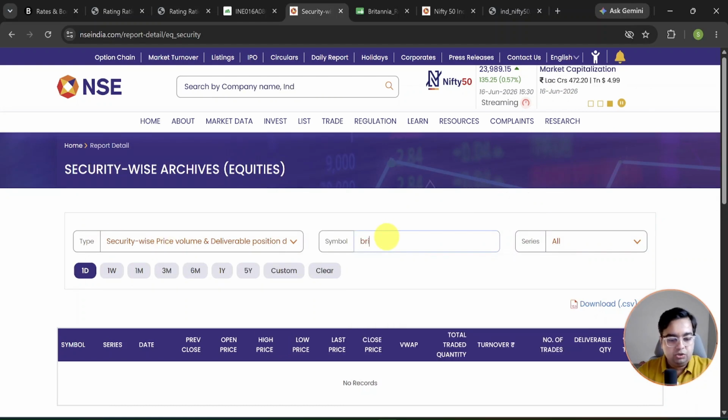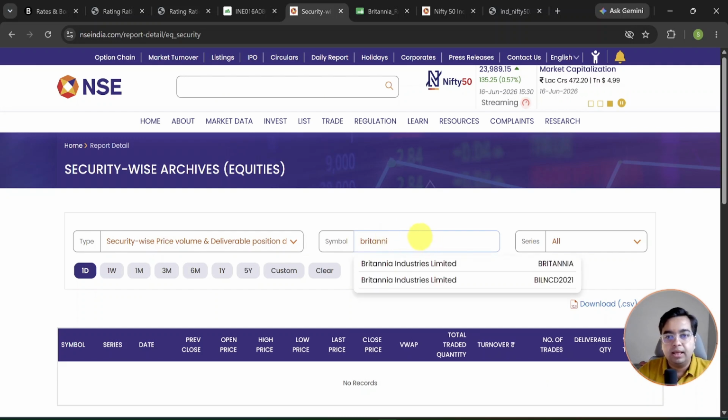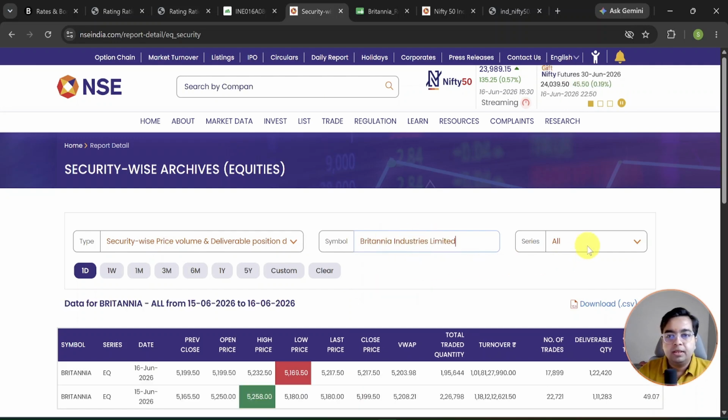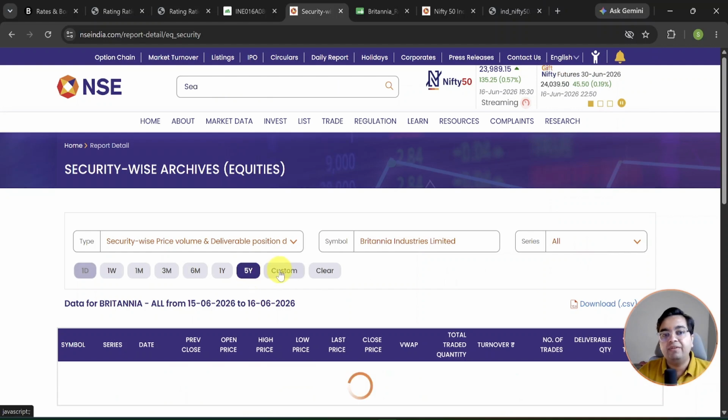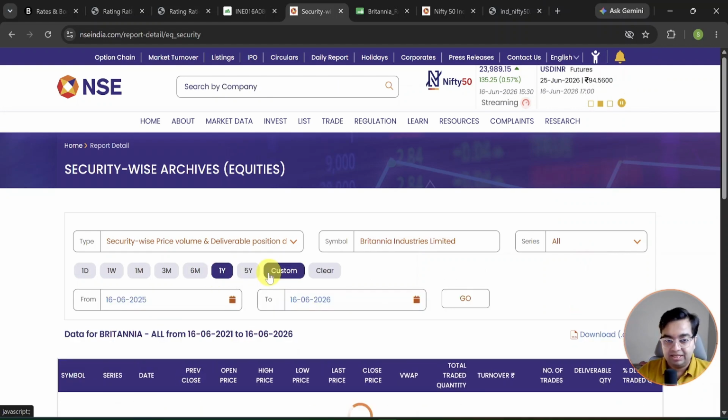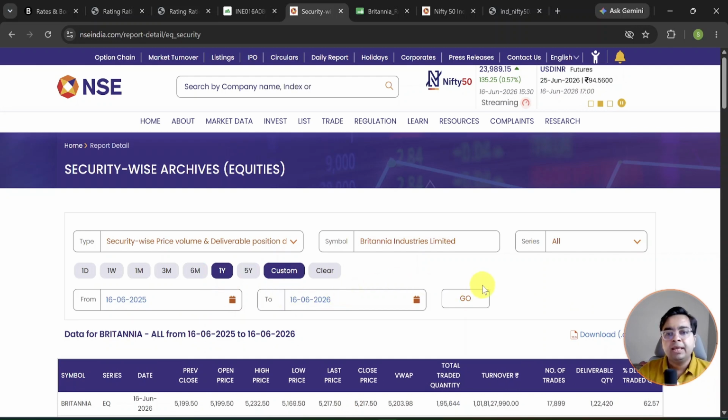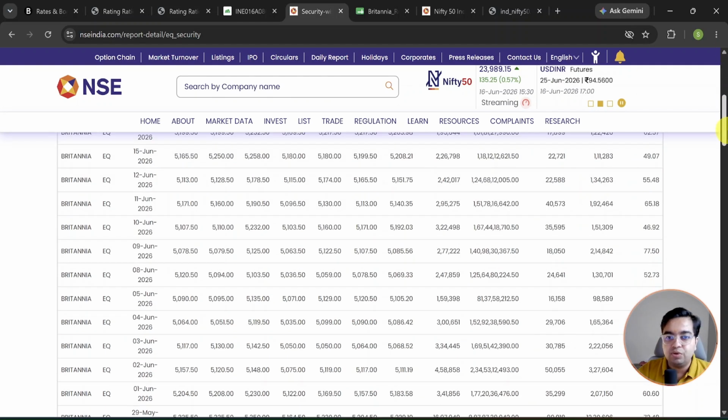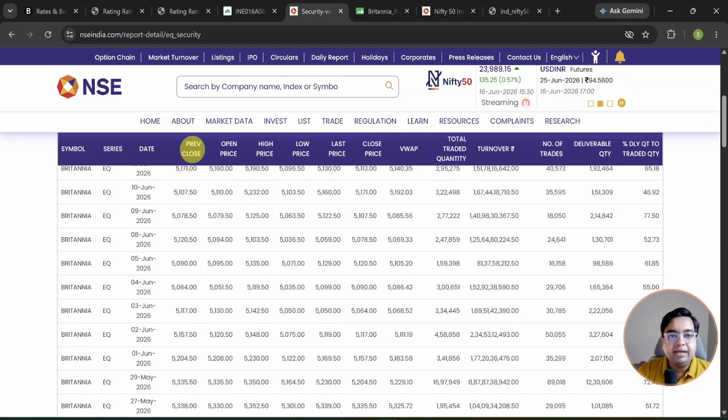Now you can just type in Britannia and we get Britannia. You can select EQ. You can customize the time frame, 5 years, 1 year, whatever the time frame for which you want to download the data. And then, of course, you can click go and download this as a CSV file. Once you have this CSV file, you can sort it because it will have multiple columns. As you can see here, it has date, previous close, open, everything. What we will require is basically the closing price.